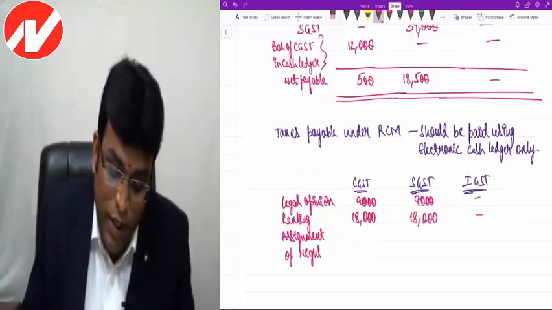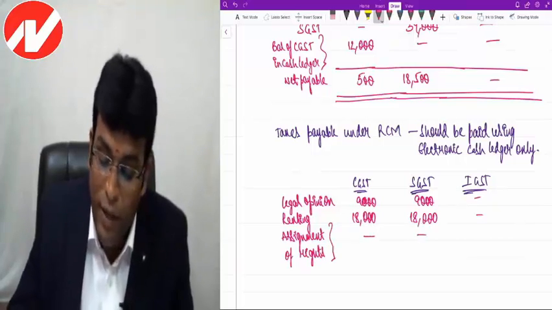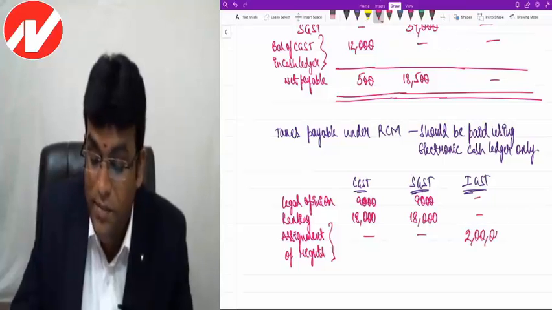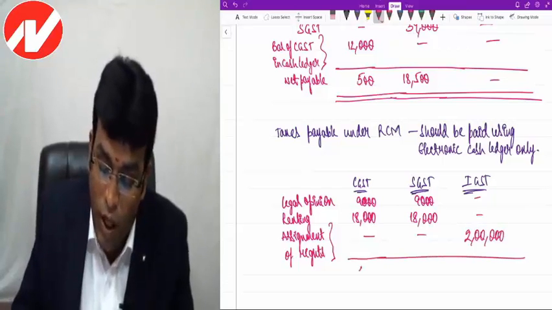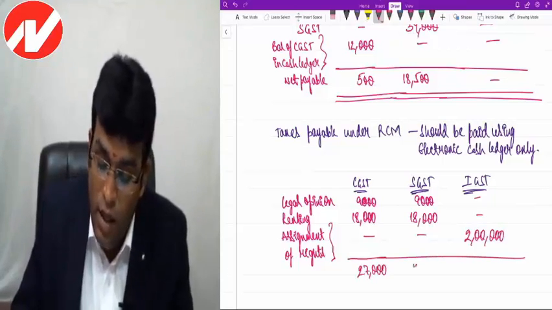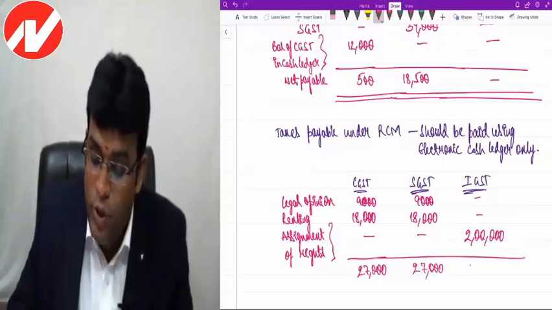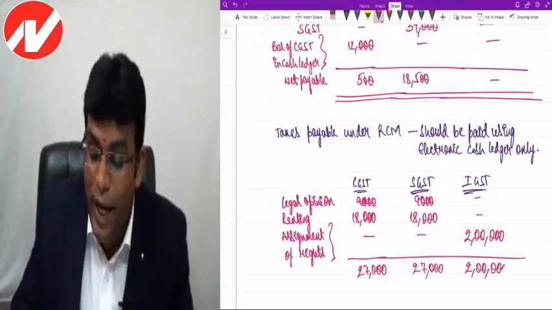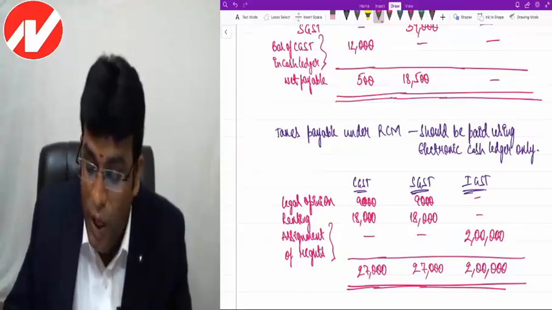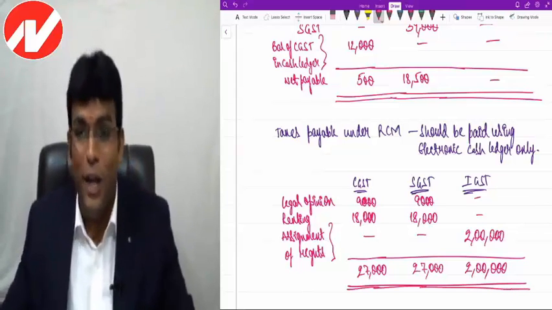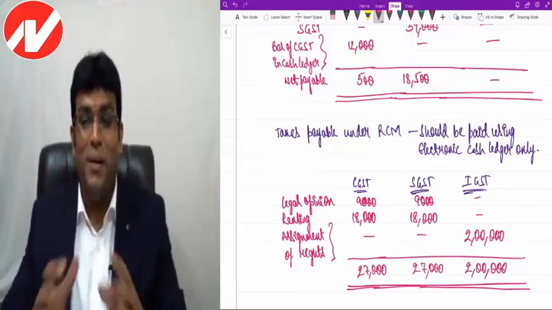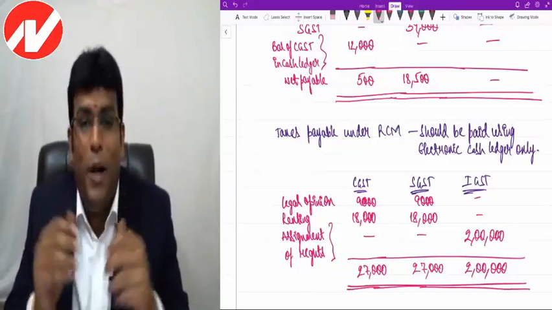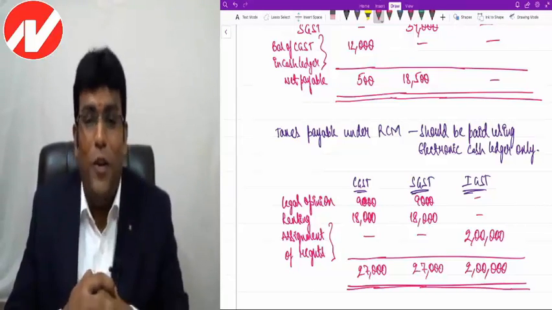For that assignment of rights, what is told, my dear friends? The figure is 2 lakhs. So therefore, this 27,000 and 2 lakhs, I have to pay using my electronic cash ledger, but I cannot use electronic credit ledger, my dear friends. Such a wonderful point actually, which makes lot of sense, my dear friends.